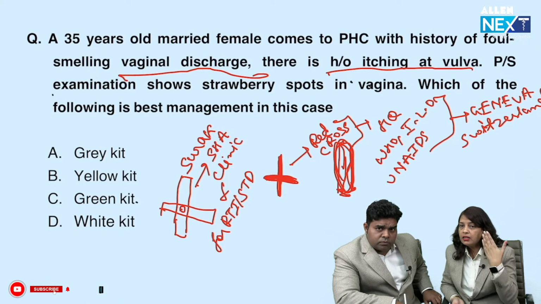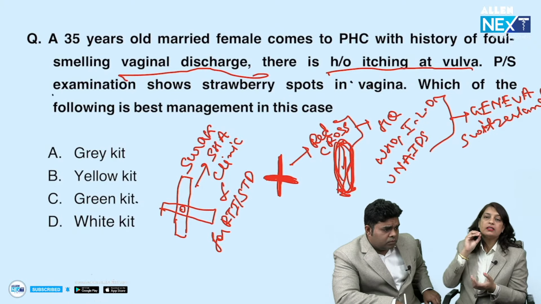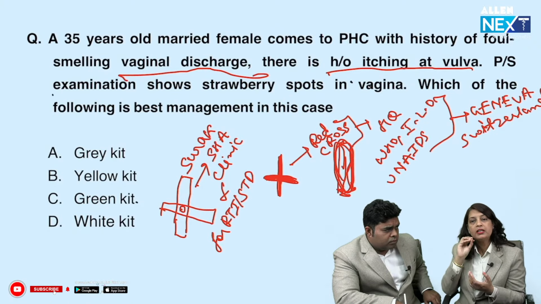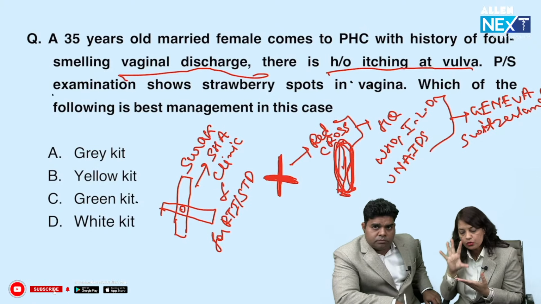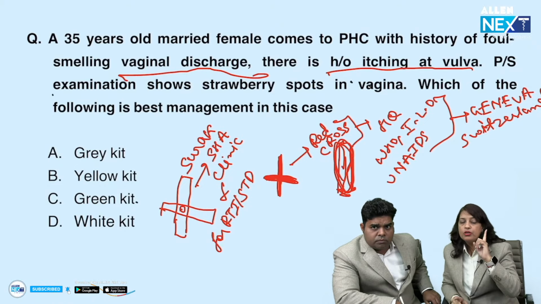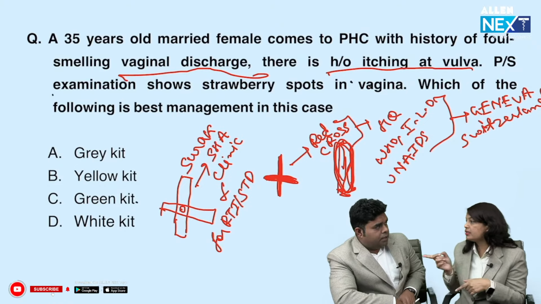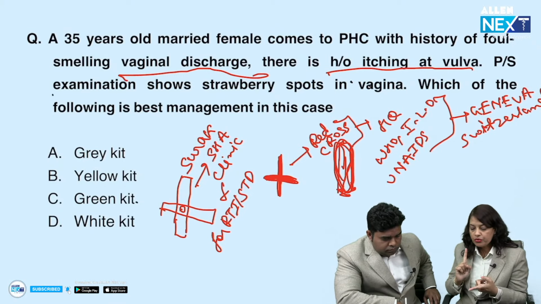Okay. And it is an STD, it is a flagellated microorganism, it is a protozoa, and we can see it under saline microscopy. So it is sexually transmitted. So you need to treat the partner as well. This is again very, very important. Need to treat the partner.